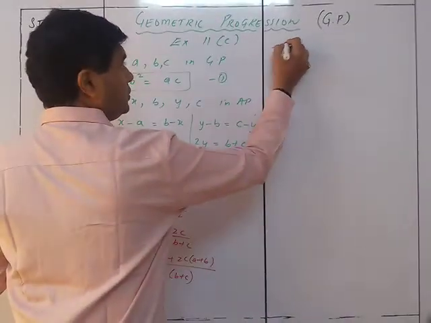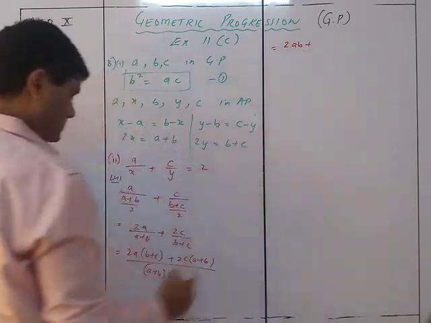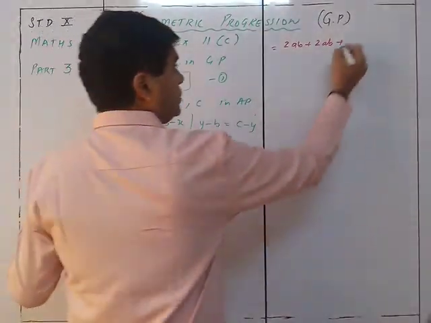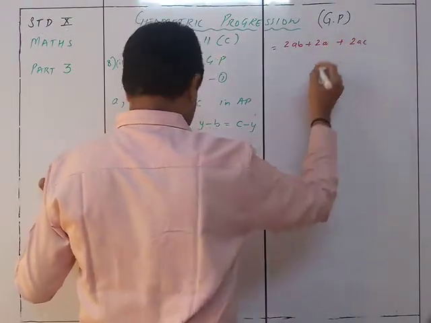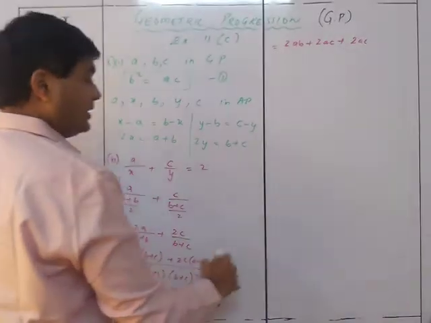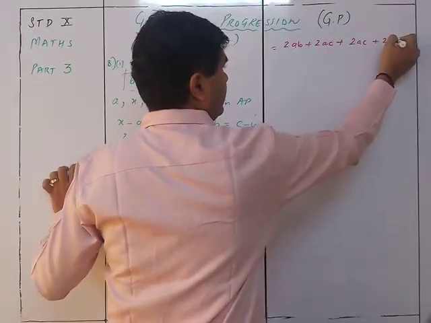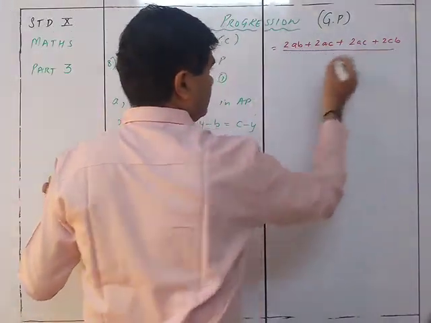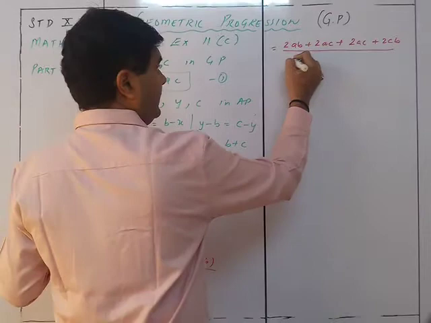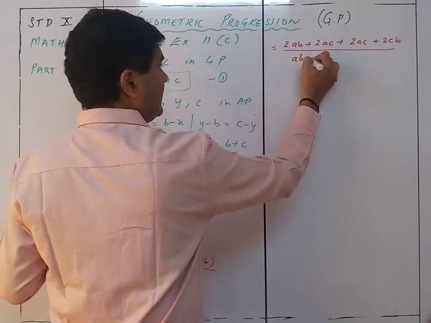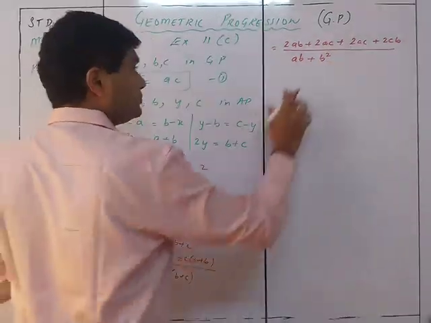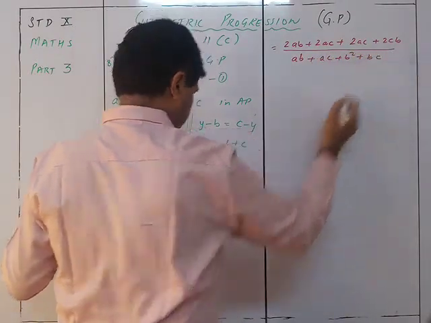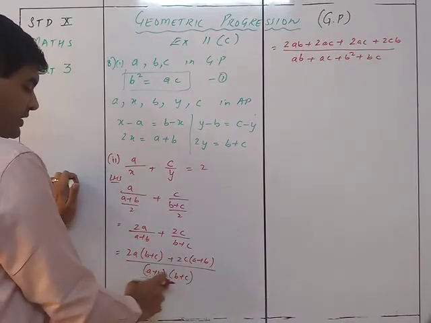Okay. We now need to do the multiplication. So you get 2AB plus 2AC plus 2AC plus 2CB upon AB plus B square plus AC plus BC. So AB, AC, B square, BC.